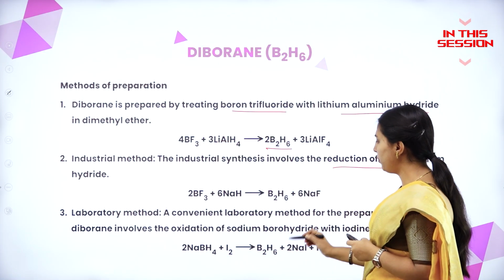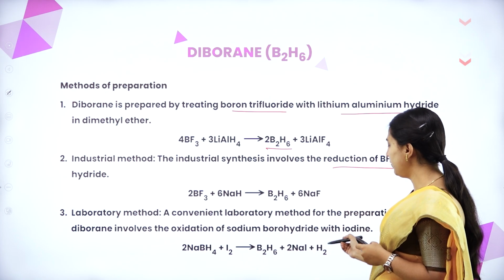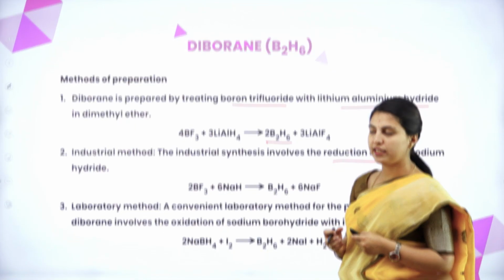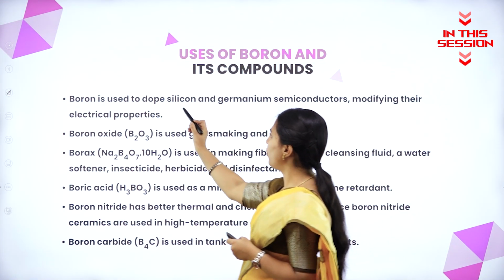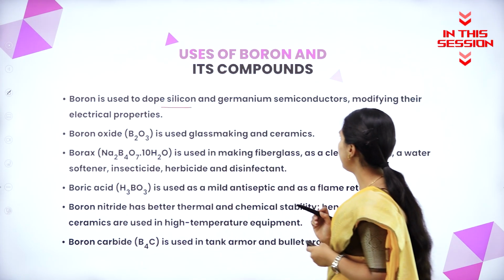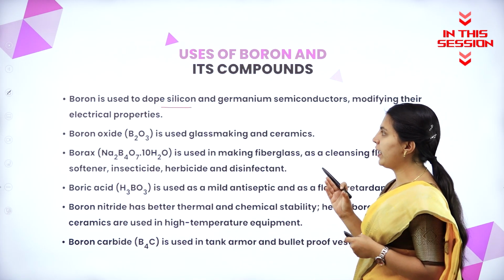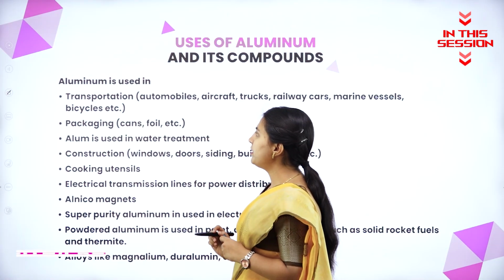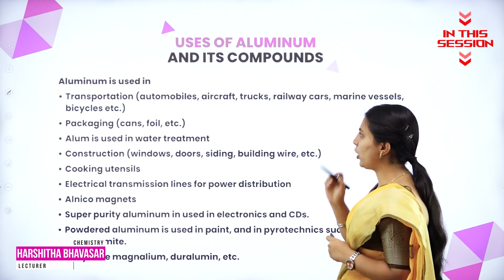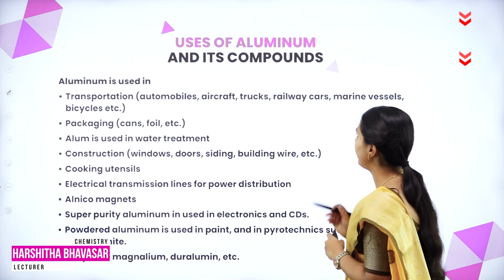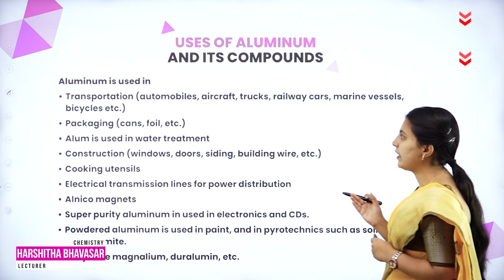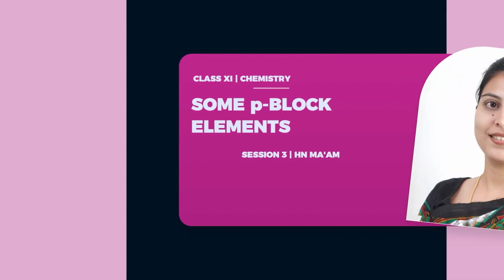Iodine, it will form diborane and sodium iodide and also hydrogen gas. Boron is used to dope silicon and germanium semiconductors, modifying their electrical properties. Aluminium is used in transportation like automobiles, aircraft, trucks, railway cars, marine vessels and bicycles, etc.